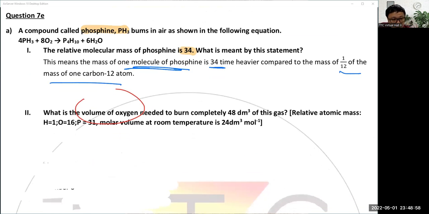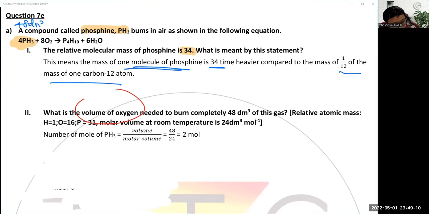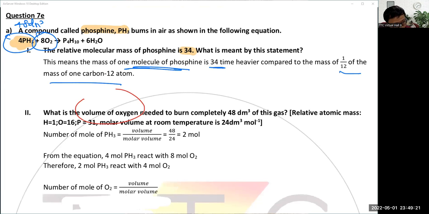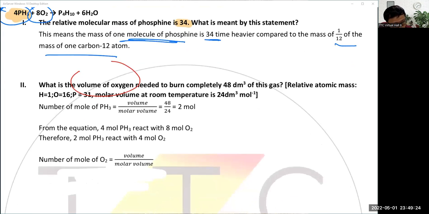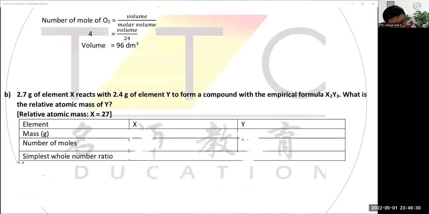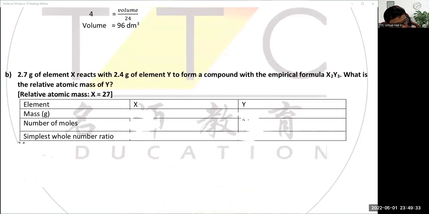So what is the volume of oxygen needed to burn this thing? So now I have this, 48 dm cube. So first use that to find number of mole first. I will get 2 mole. Then look at the ratio, the one volume oxygen gas ratio. Oxygen gas is 4 to 8. So times 2, so 2 mole will get 4 mole. Then from there, you get your volume, the 4 mole, you bring over here, you'll get your volume will equal 96.